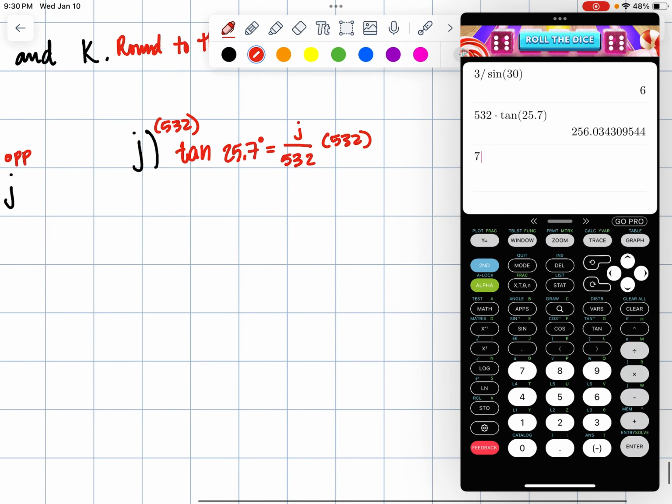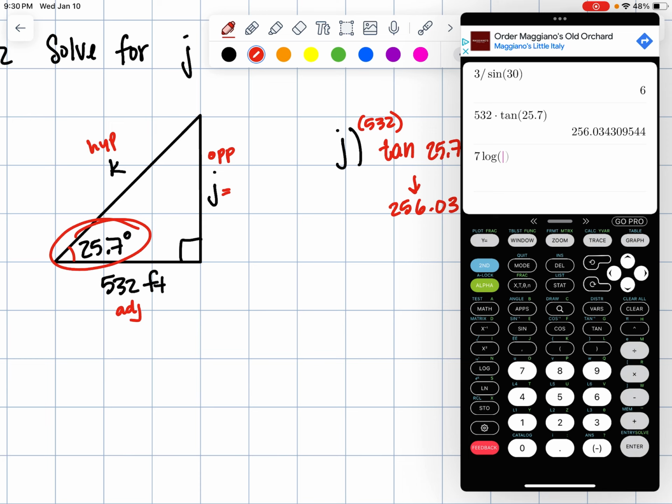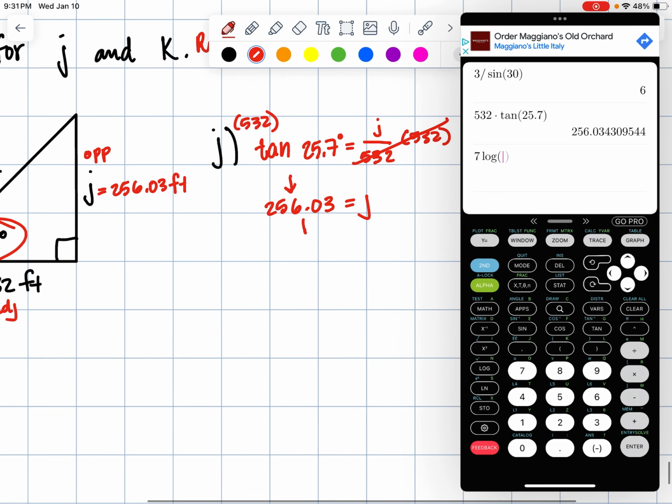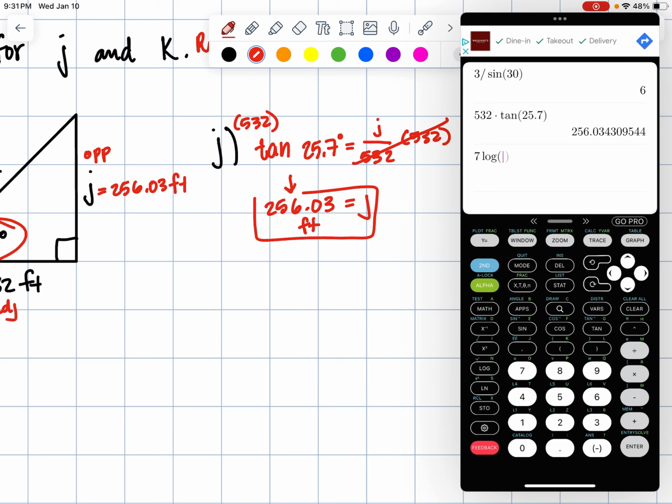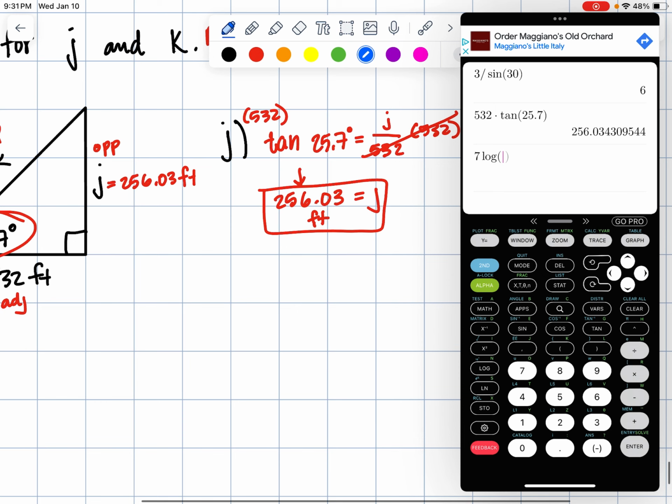When we multiply, the 532s on the right cancel, and this value will be equal to 256.03, because the 4 in the thousandths place doesn't round up. So j is equal to 256.03 feet. Very important that we actually put feet here. All right, we also need to solve for k.